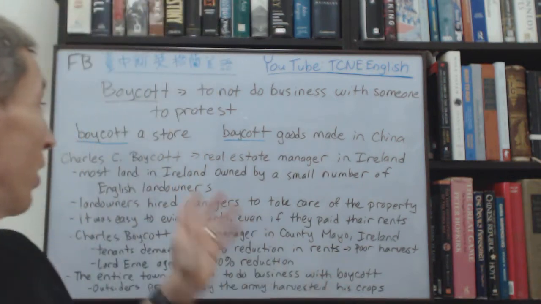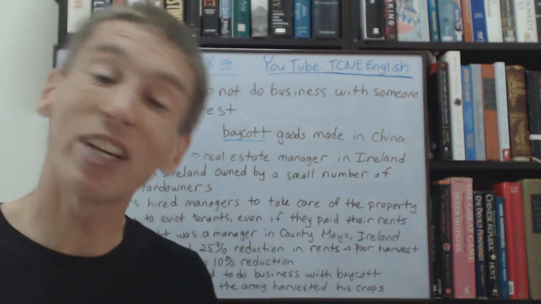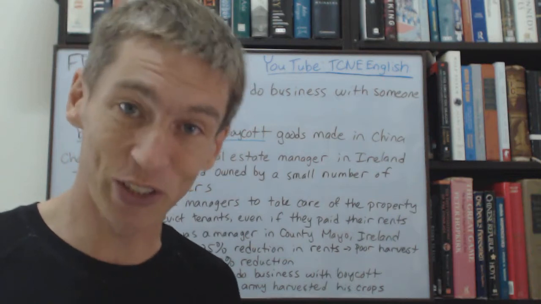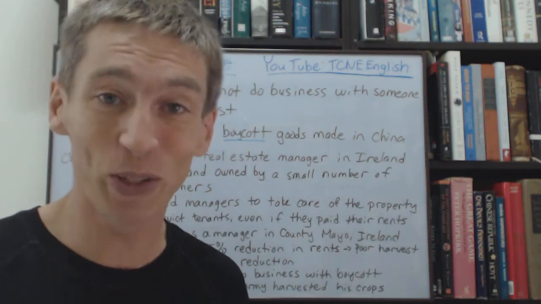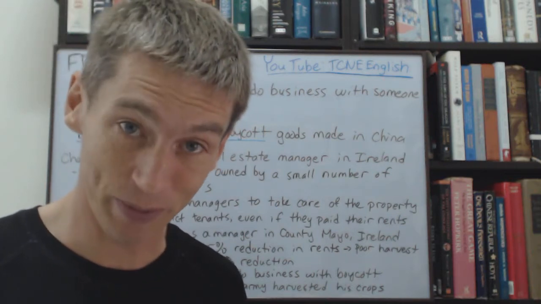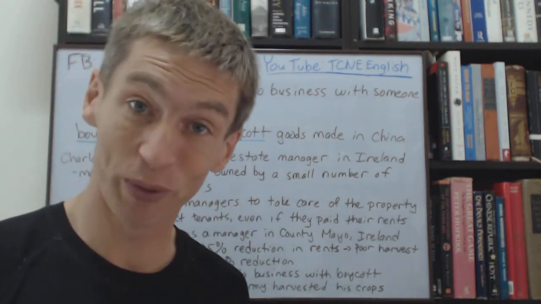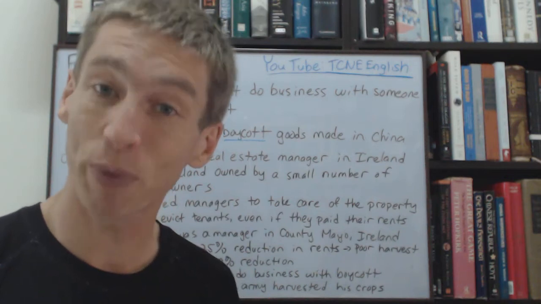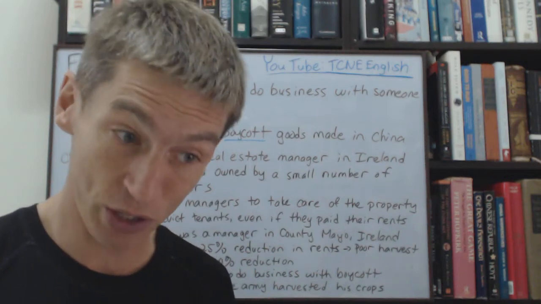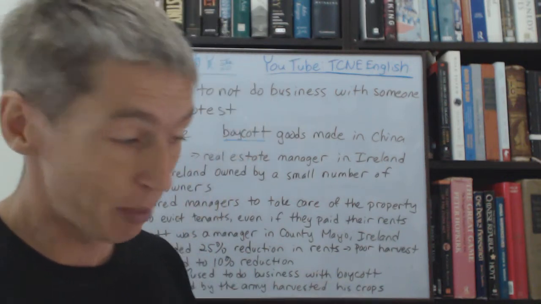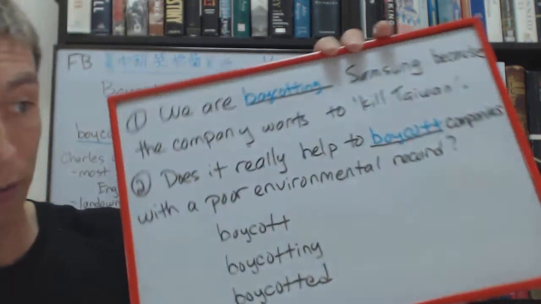And so you have Charles C. Boycott giving his name into the English language, probably not in a way that he would have liked. But his name is now immortal because the Irish peasants decided not to do business with him. Let's look at a couple of examples on how to use the word.